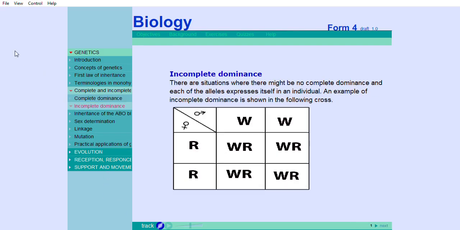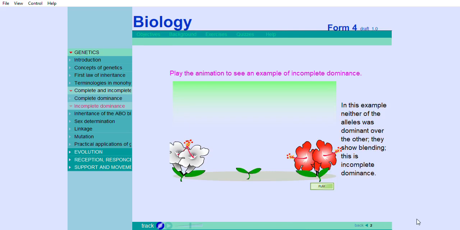Incomplete dominance. There are situations where there might be no complete dominance and each of the alleles expresses itself in an individual. An example of incomplete dominance is shown in the following cross. Play the animation to see an example of incomplete dominance. In this example, neither of the alleles was dominant over the other. They show blending. This is incomplete dominance.